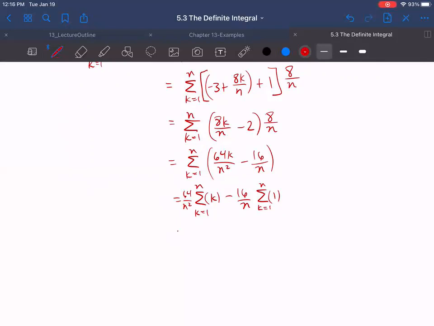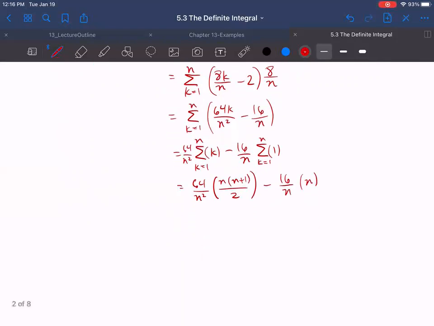So then this will become, and I know I gave you the actual end result, 64/n squared. That's that. And then our summation is n times n plus 1 over 2. And then the sum from k equals 1 to n of just 1 is just n. So this is minus 16 over n times n, like that, which gives us 64n squared plus 64n over 2n squared minus 16.